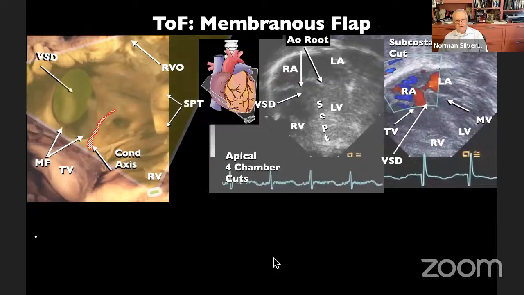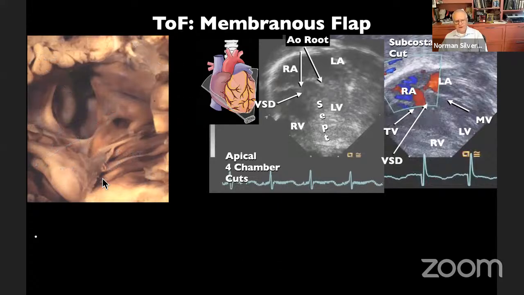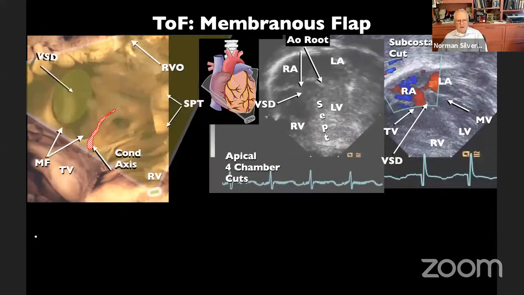Here is another such example in case you were worried about it, and what we can do to indicate the defect. Here is the bare area of the ventricle.